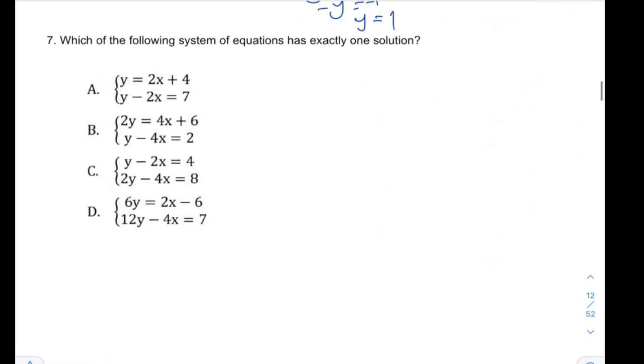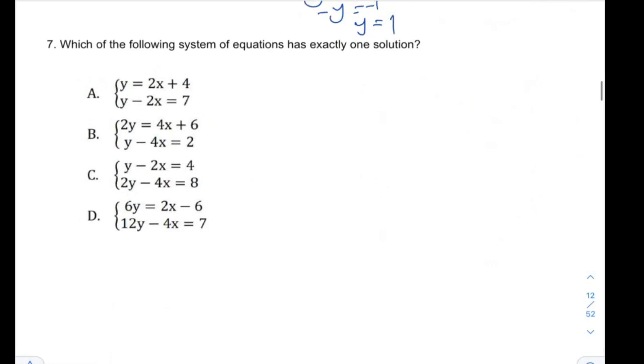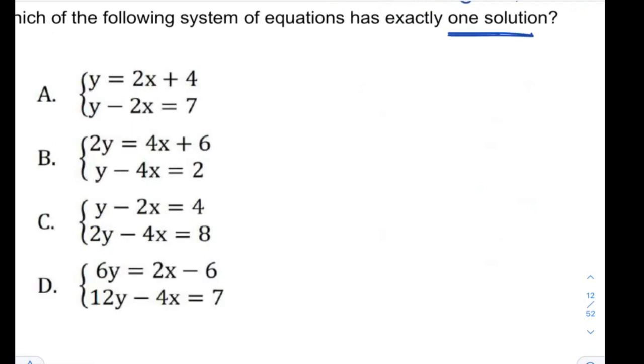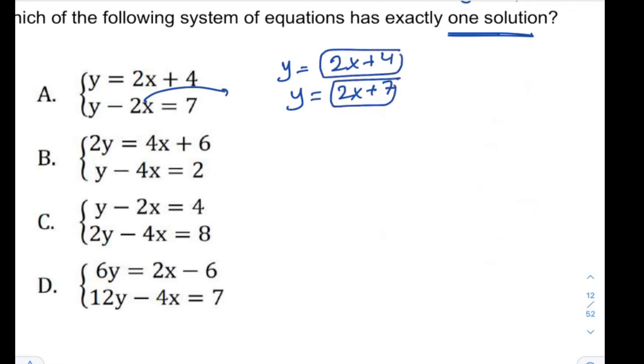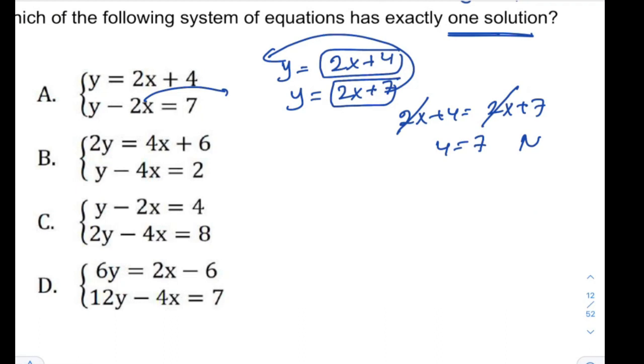Which of the following systems of equations has exactly one solution? Actually, here it's easy to solve by substitution. This is the first equation. This is the second equation. Since both are ready to be solved, you can simply say that this is equal to that. You can replace this here or the other way. So it will be 2x plus 4 equals 2x plus 7. Simply, you end up with 4 equals 7, which means no solution. So the first one has no solution.